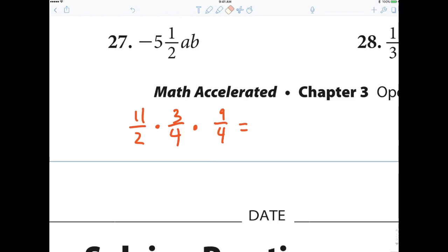So now I need somebody to tell me if anything can reduce. Can anybody see something that reduces? I don't think so. I have 11 in the top, right? So that doesn't reduce by 2, 4, or 3, right? I have 3, which doesn't reduce, and 9 doesn't reduce by 2 or 4. Do I agree? So now it's just kind of annoying because we have to multiply straight across.